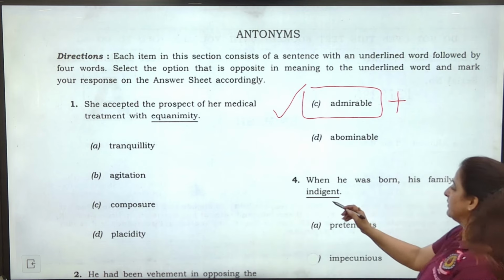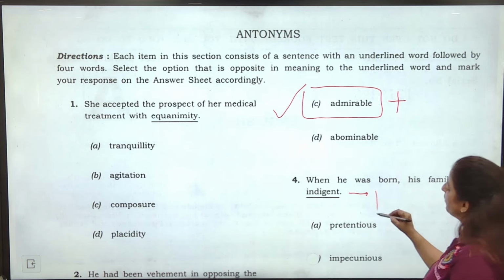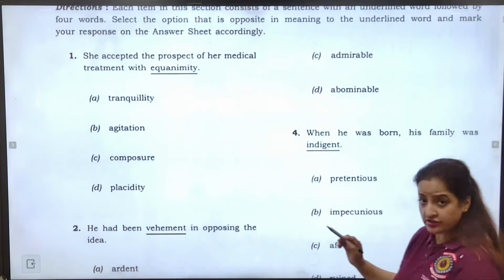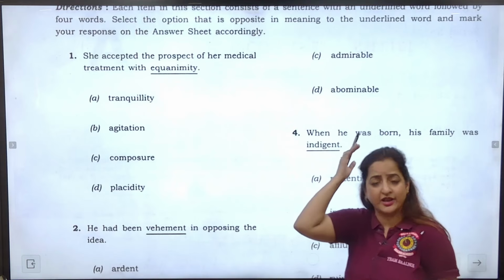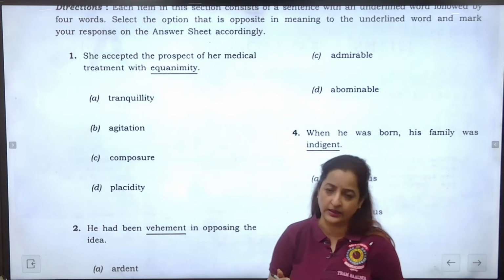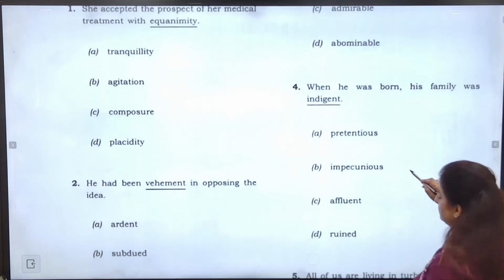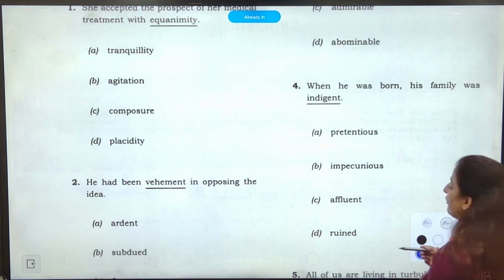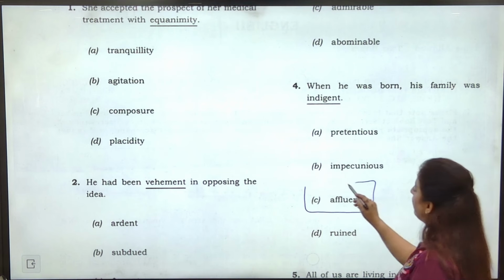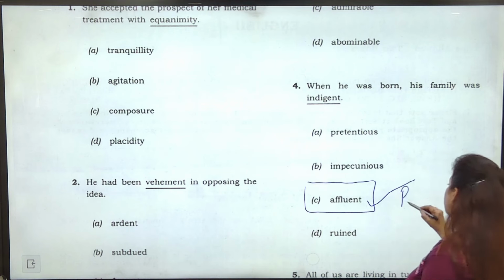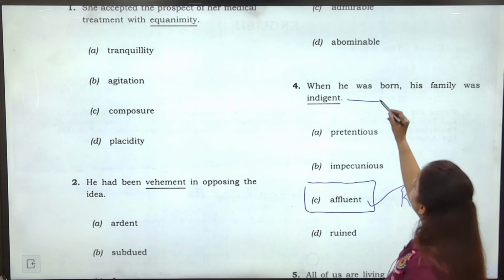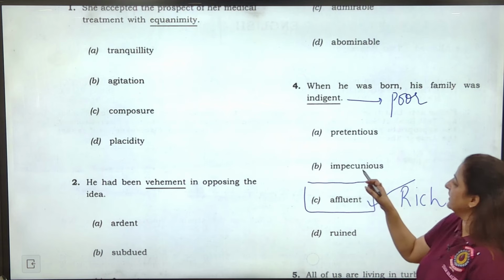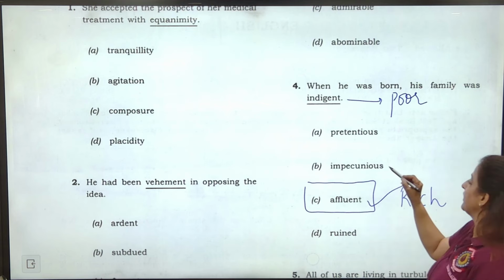When he was born, his family was indigent. Indigent basically means poor. गरीब थे वो. So this is also one of the techniques कि पहले word के meaning को दिमाग में establish किया जाता है, right? So, all right. Now, if you see, what is the antonym of poor? The antonym is affluent, because affluent का मतलब होता है rich, और इस word का मतलब है poor. Now, if you think about it, even this word impecunious, this is also poor. ये भी poor है.